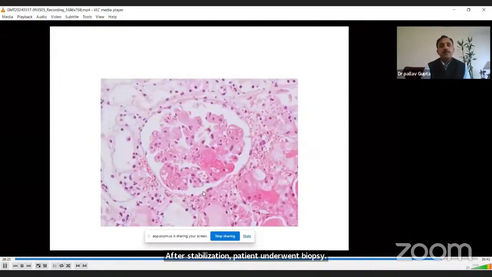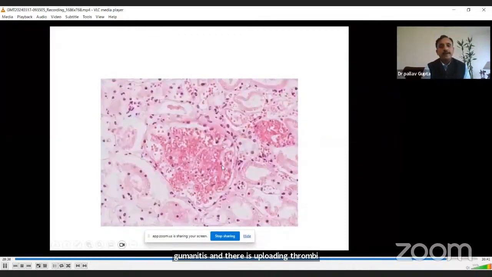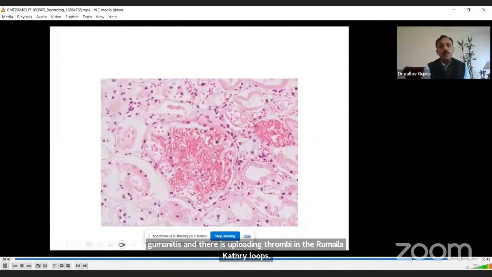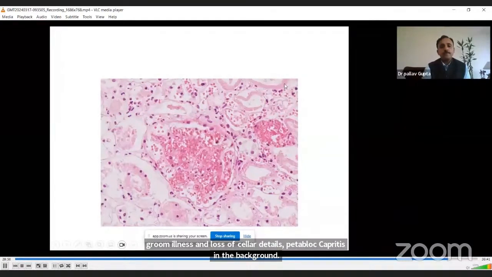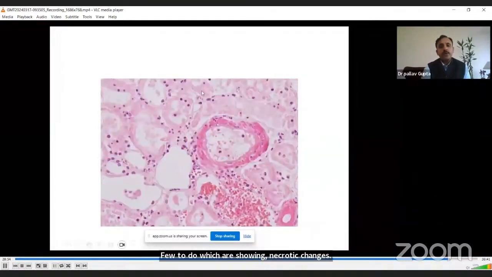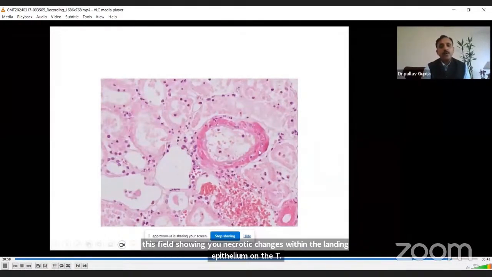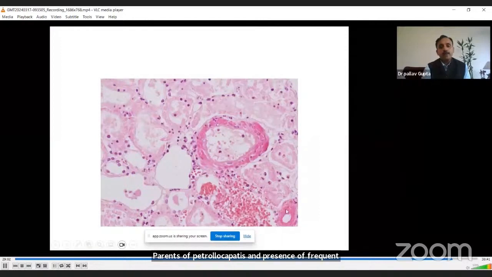Now, as compared to the previous 2 biopsies, here we can see the presence of inflammation in the peritubular capillaries, that is peritubular capillaritis, and marked peritubular capillary congestion. Within the glomeruli also, we can see glomerulitis, and there are occluding thrombi within the glomerular capillary loops. Again, in this field, we can see a markedly congested glomerulus with loss of cellular details, peritubular capillaritis in the background, and a few tubules showing necrotic changes. Again, this field shows necrotic changes within the lining epithelium of the tubules, peritubular capillaritis, and fibrinoid necrosis in the wall of the artery and arteriole.